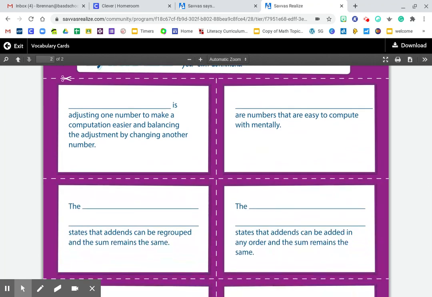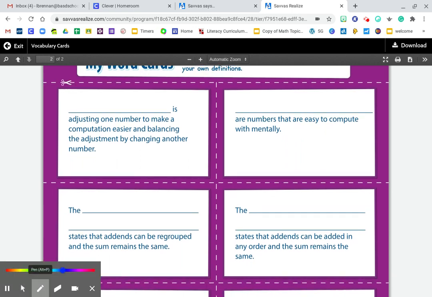Adjusting one number to make a computation easier and balancing the adjustment by changing another number is using compensation. So it's kind of like borrowing from one number to make it easier to add. And you guys have all done this before. Don't get too confused at the tricky language. It's just naming some things you already do.